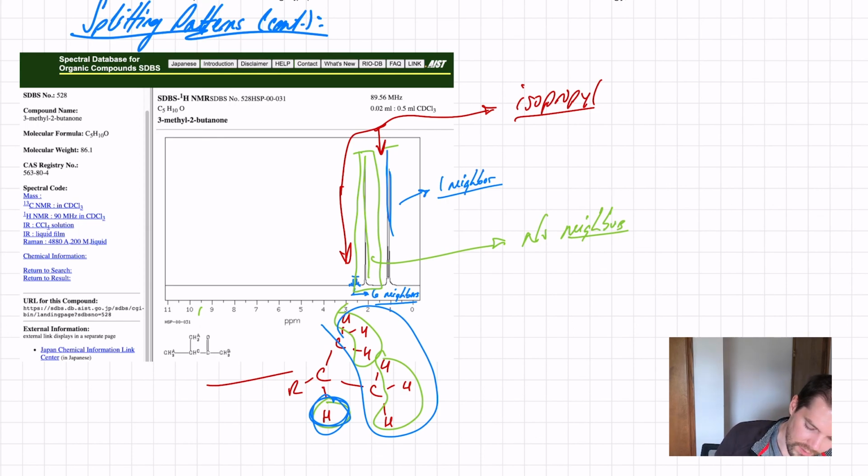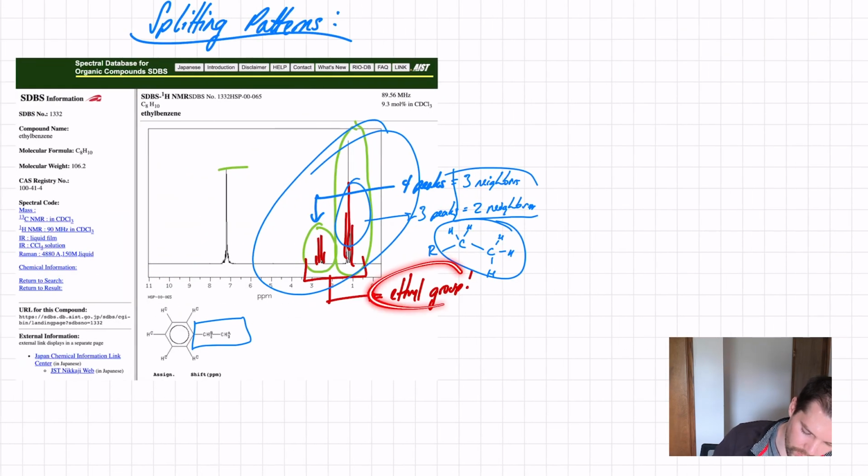All right, so those are just some common splitting patterns. Recognize your isopropyl, recognize your ethyl. The faster you can recognize those things, the easier your life becomes when you're trying to build an actual structure, okay?